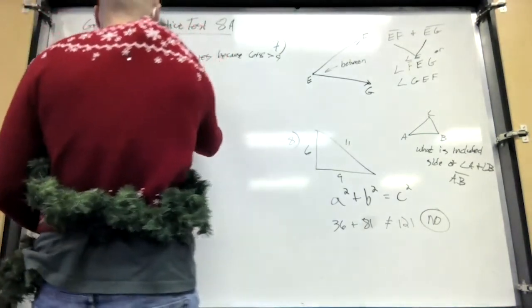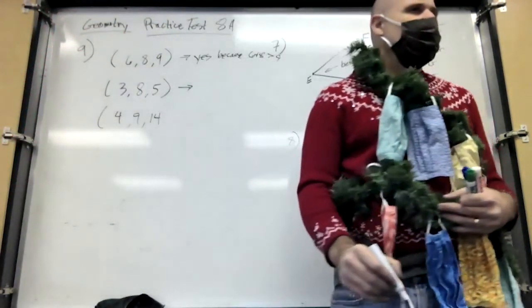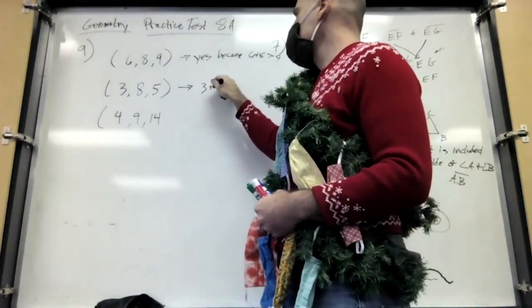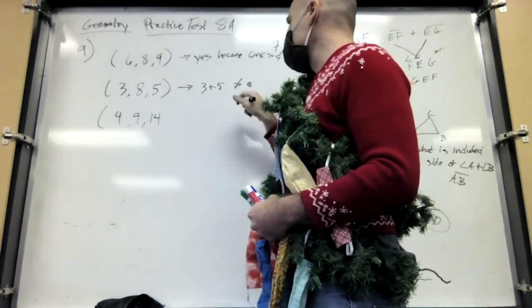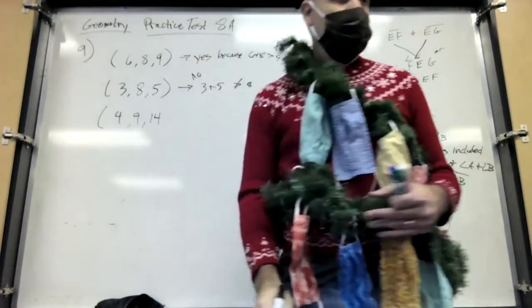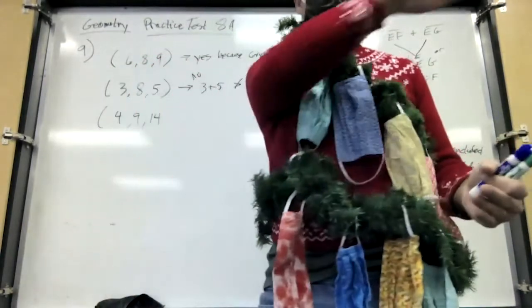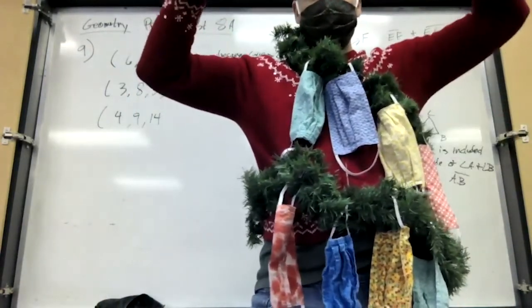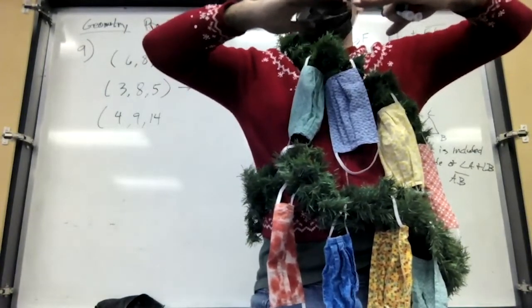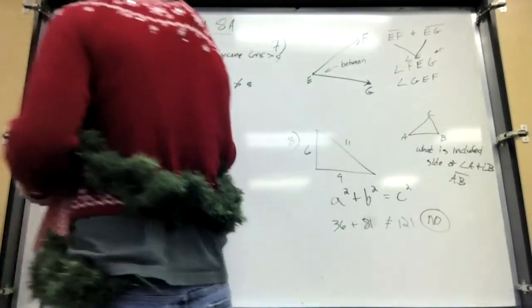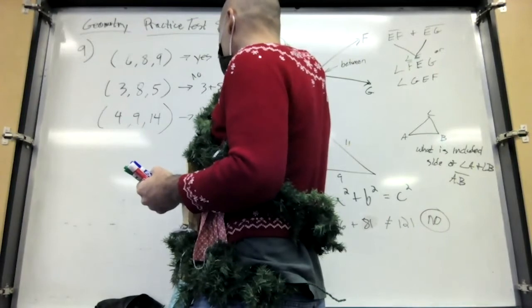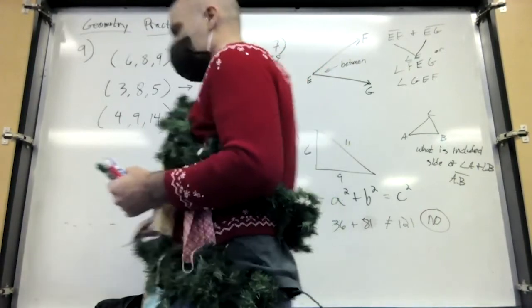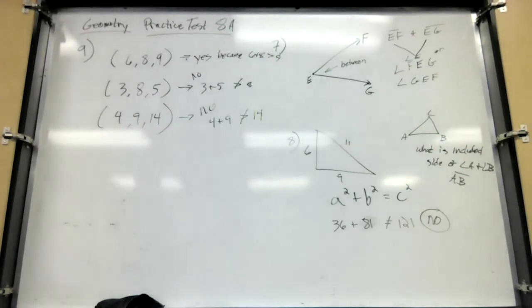What about this? No, because 3 plus 5 is not greater than 8. It equals 8. That can't be. If you have 8 on the bottom, and then 3, and then 5, if you put them together, they would be flat on top of the 8 side. What about 4, 9, and 14? No, because 4 plus 9 is not greater than 14. So the two smaller sides have to be greater than the third side. Can you guys handle that?